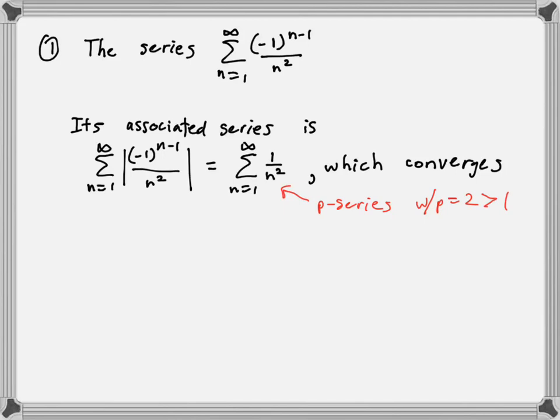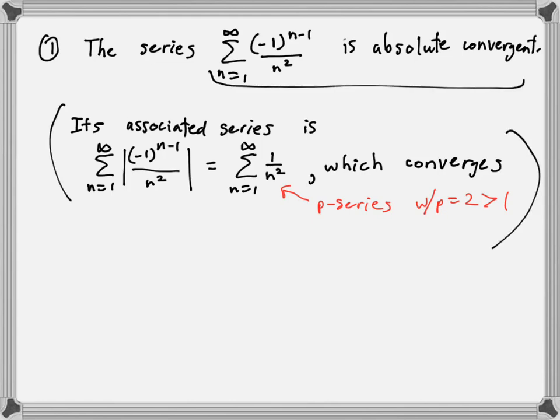So what does that tell us about the original series? That the original series is absolutely convergent. Okay, this is the definition of absolute convergence, that the associated series converges. Okay, so everything down here leads us to say this statement, okay? Now, is every series that converges absolutely convergent? Well, let's take a look at this next example.